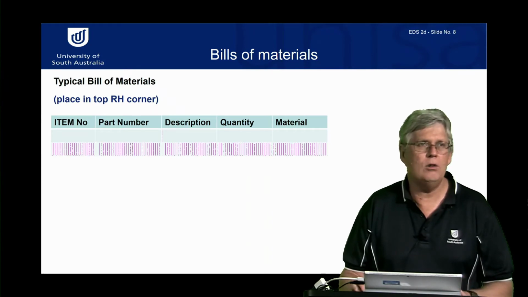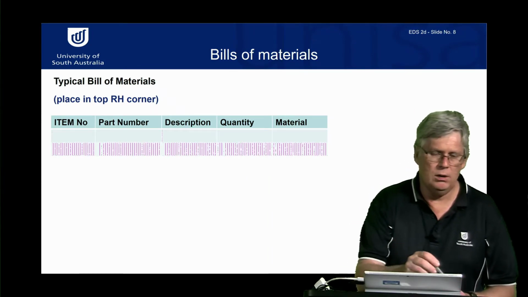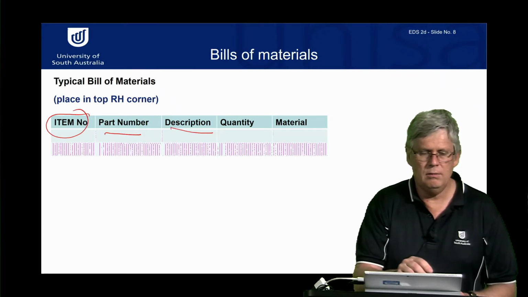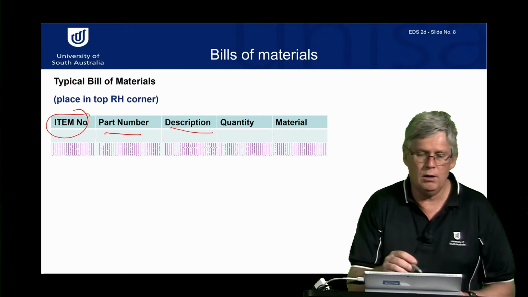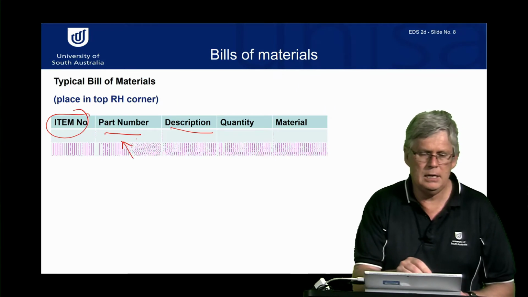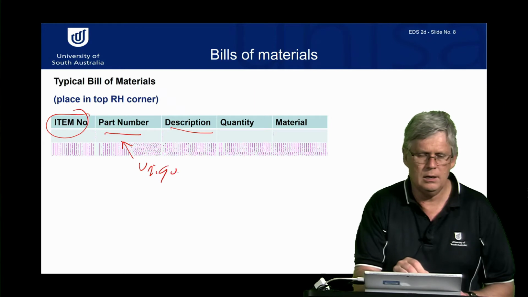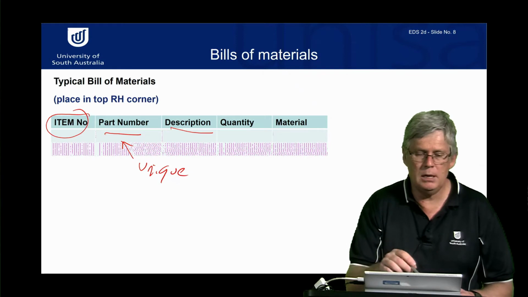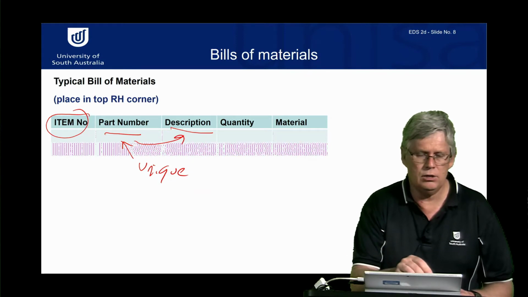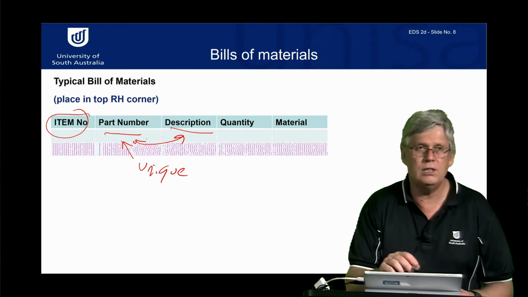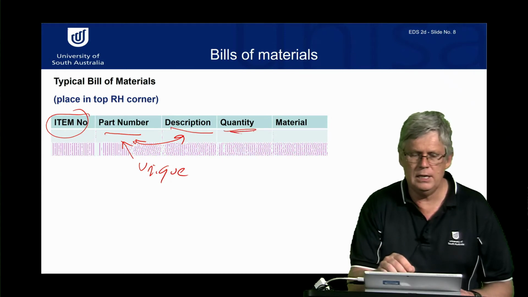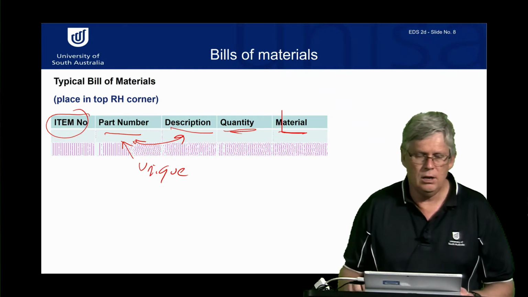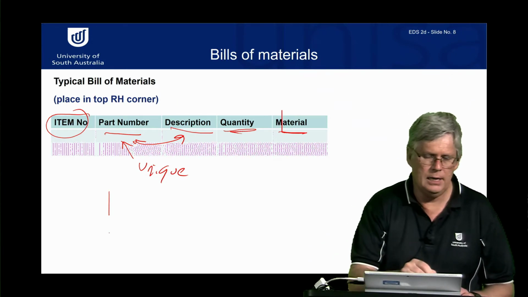So in the top right hand corner was a bill of materials which showed the item number, the part number, and description. Descriptions might be the same quite often, but the part number needs to be unique. So that's really the ultimate identifier. But numbers are really hard to remember, and if we get the part number and the description, we're going to be probably very close to always having the right part. Then quantity, how many, and often it shows material, what it's made out of. So that is placed in the top right hand side of the drawing.